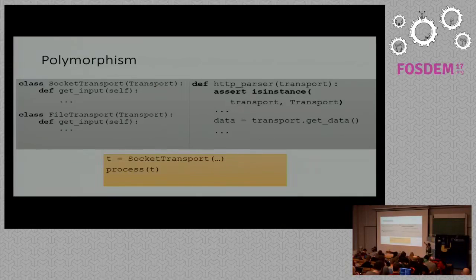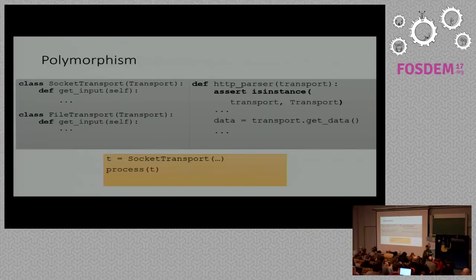So going back to our polymorphism, now it will look like this. Both implementations of the transport layers on the left side inherit from transport. And on the right side, we can actually add an assertion. We can say assert isinstance, making sure that our transport parameter is an instance of that transport class or transport interface. If you use Python 3.5 or later, you can also use type annotations, which are really nice. And then if you have a type checker, it will check whether the thing you're passing in actually implements that interface.